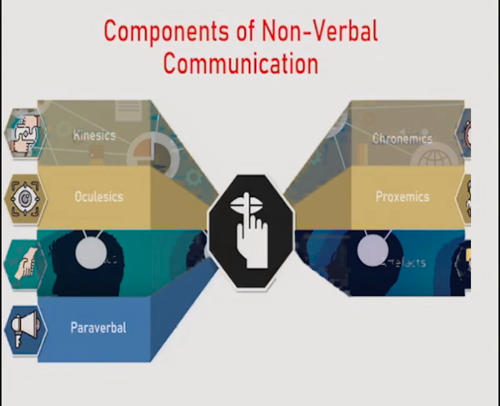Next is paraverbal. That means tone of voice, the pitch of your voice, the volume of your voice. Then you have chronomics. Chronomics, as you see there, is to do with time, the concept of time and the value of time. Then we have proxemics. Proxemics tells us the space and distance that we need to maintain in the act of communication. And then you have artifacts.